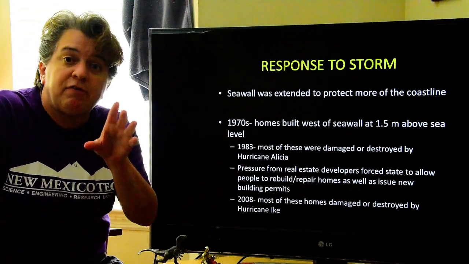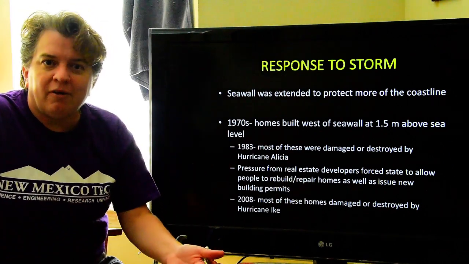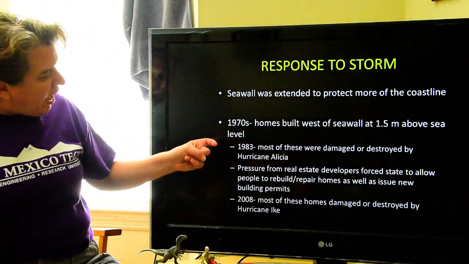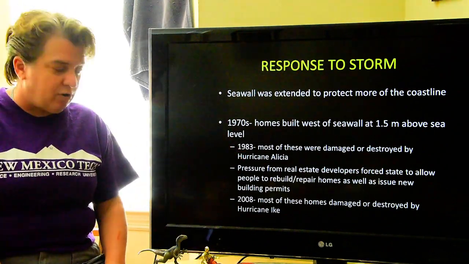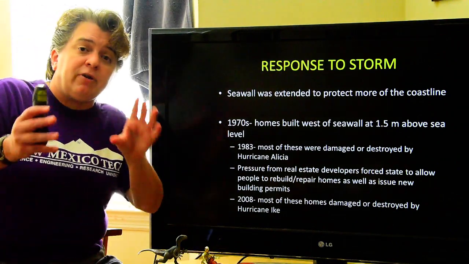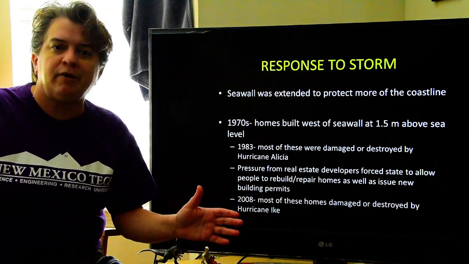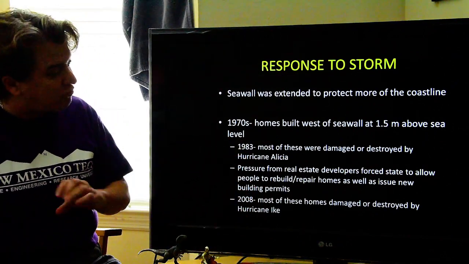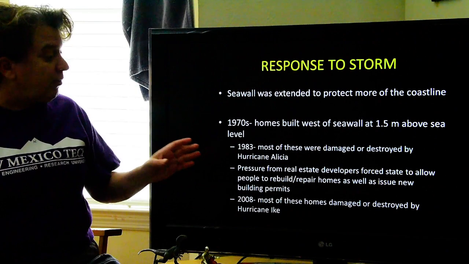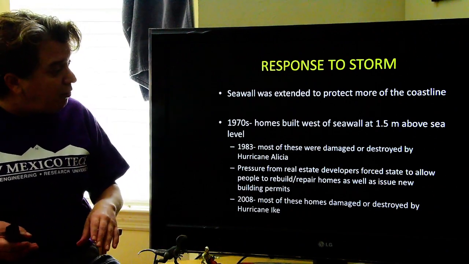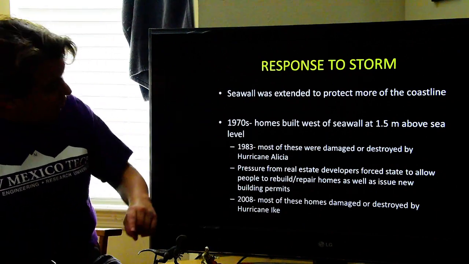In the 1970s, homes were built west of the seawall at 1.5 meters above sea level. Now remember, lots of these storm surges are 5 and 6 meters, right? So all of that's going to get flooded. And what happens? 1983, most of those were damaged in Hurricane Alicia when it hit. Now at that time, after Alicia, they wanted to basically be like, no rebuilding here. That's a bad idea. It's just going to be destroyed in the next storm. But pressure from real estate developers forced the state to allow people to rebuild or repair their homes and issue even more building permits to build more homes.